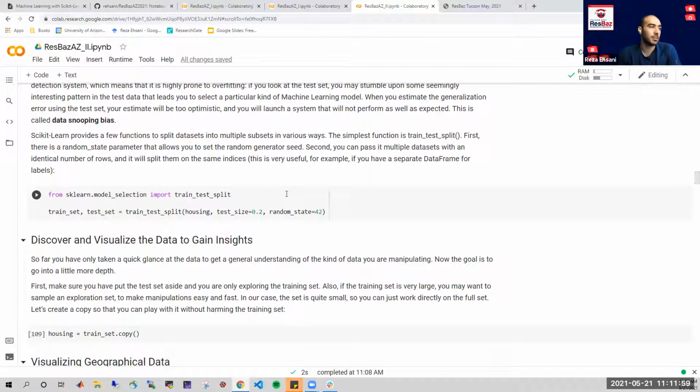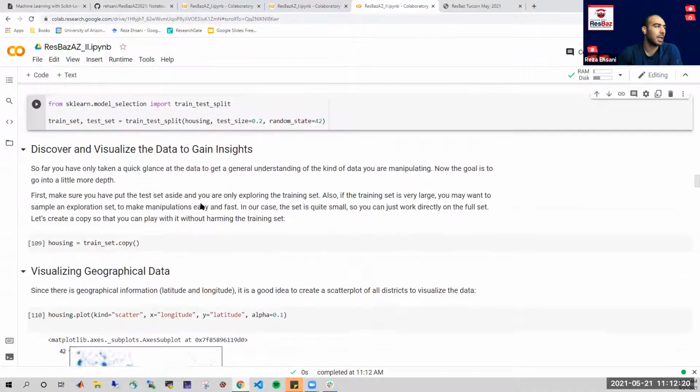So in order to use the train_test_split method, you simply write from sklearn.model_selection import train_test_split, then train_set, test_set equals train_test_split. You pass the data frame to it, and you set the test_size and also the random_state. Then you simply click on run and it will run.